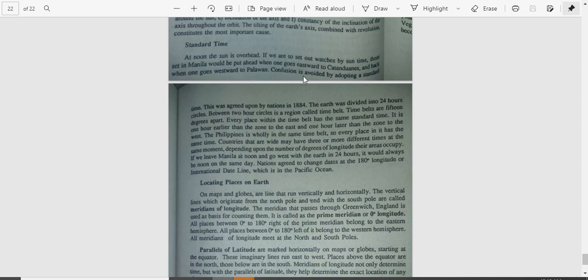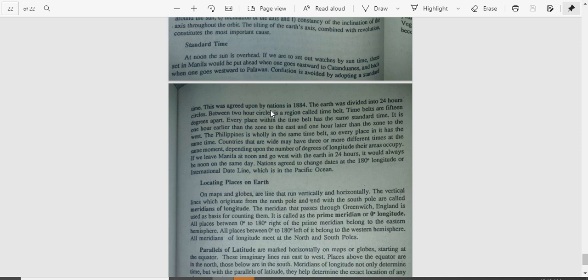Confusion is avoided by adopting a standard time. This was agreed upon by the nations in the year 1884. Ibig sabihin, dira na umpisa ang pag-set sa kada country sang ilang standard time para hindi mag-advance ang oras sa iban nga area, pero same lang sila gyapon nga country.